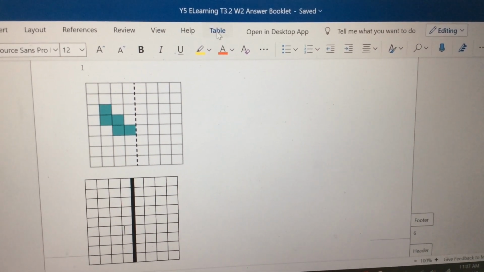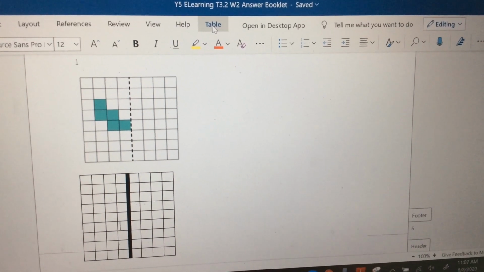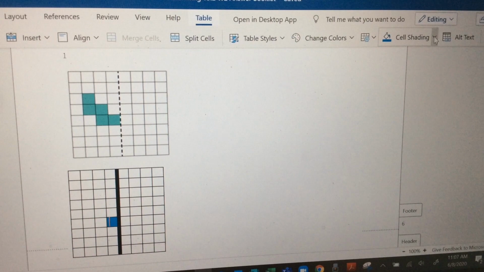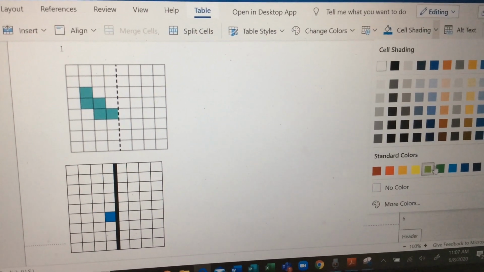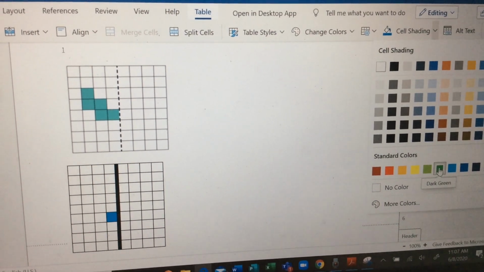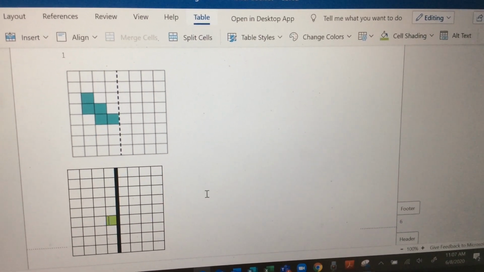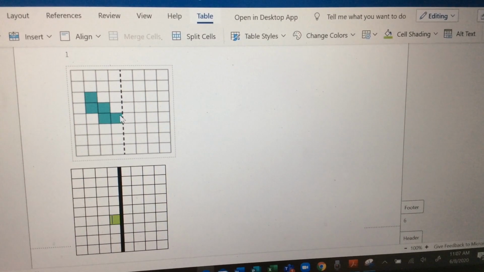Now what you can do is colour in the squares on the table by going to Table, then Cell Shading, and you can choose whatever colour you want to choose. Okay, let's go for a green there. So when I've done the first one, I need to do the next one.